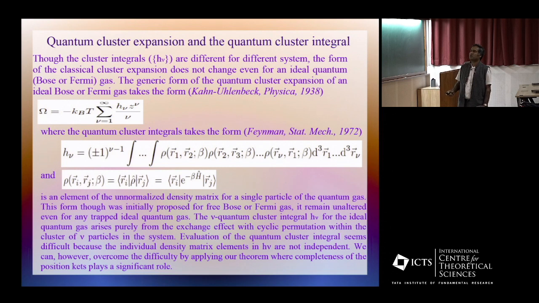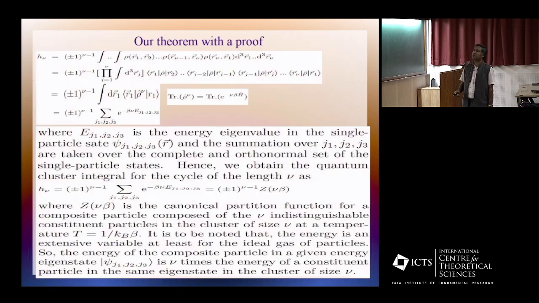Evaluation of the quantum cluster integral seems difficult because the individual density matrix elements in H nu are not independent. So here R2 is here, R2 is here also. Because of this, this integral seems difficult. And before us, nobody could obtain a generic form of the cluster integral. We can overcome this difficulty by applying our theorem, where completeness of the position states plays a significant role.